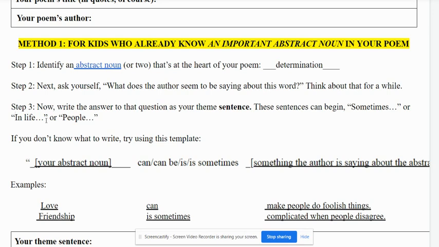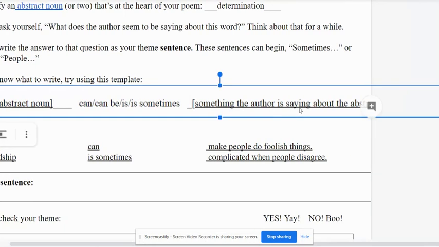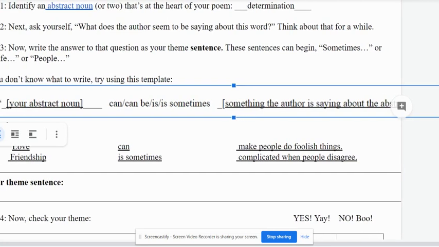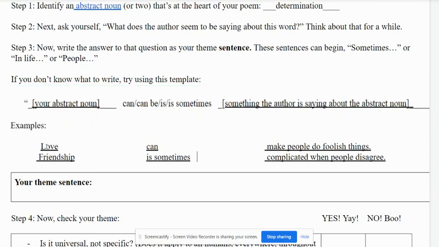Now, if you're still not sure what to write, like you have the abstract noun, but you don't know how to put it in a sentence, follow this template. So you start with your abstract noun, you pick one of these, like can be, or is sometimes, and then something the author is saying about the abstract noun. I need to make that a little smaller, don't I? There we go. So, examples of this would be like love can make people do foolish things. Or friendship is sometimes complicated when people disagree.